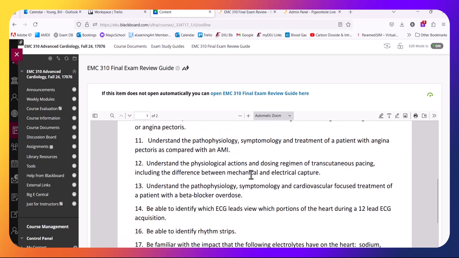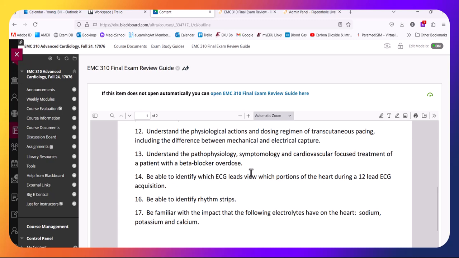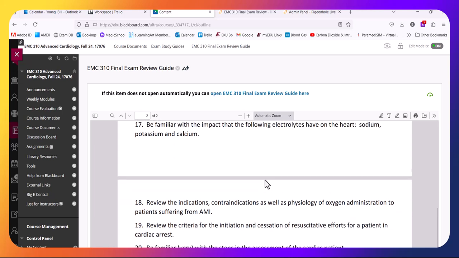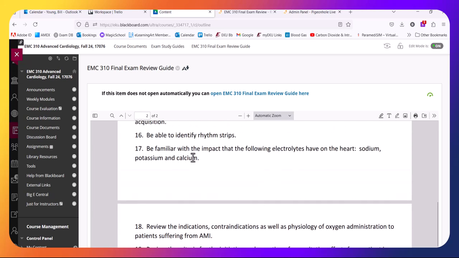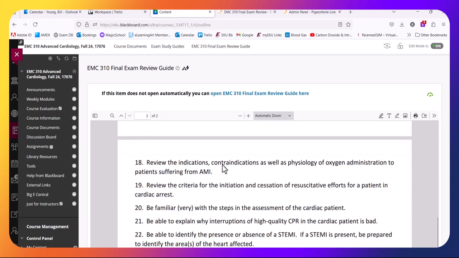Again, there will be questions on here that will ask you to interpret STEMI or not. If there is a STEMI, what part or parts of the heart are involved. If you can correctly identify if there are reciprocal changes, I will give you a bonus on those particular questions. Be able to identify rhythm strips, know what sodium, potassium, and calcium have to do. Sodium and potassium are primarily electrical. Calcium is going to be mechanical actions on this.